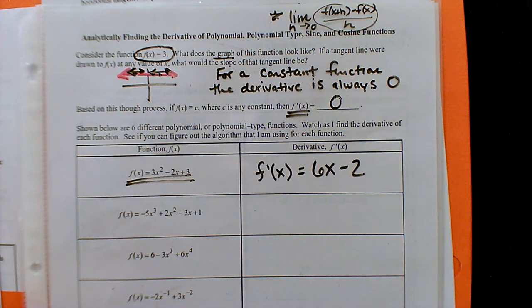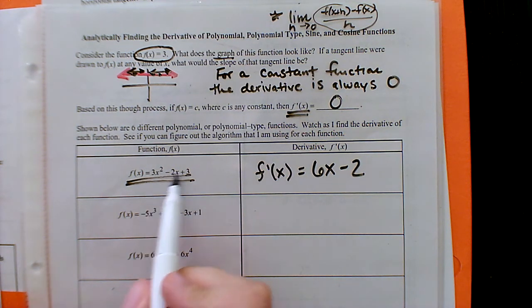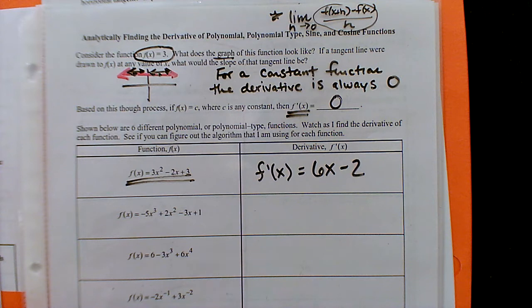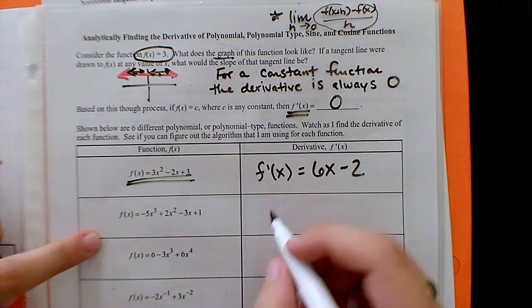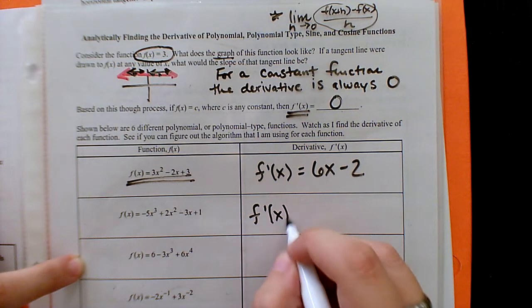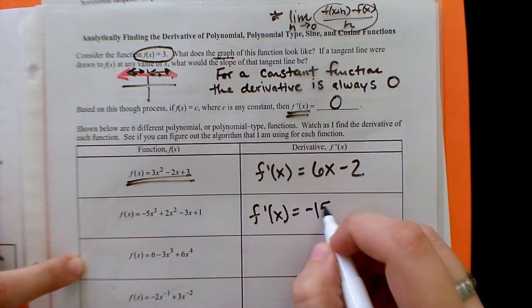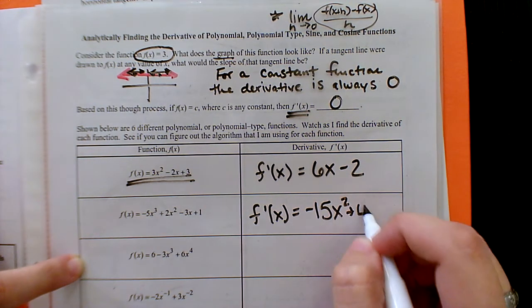If you could imagine substituting in x plus h for all those x's, subtracting the original function, dividing by h, expanding all those parentheses, canceling everything out in terms of like terms, canceling out all the h's that would go away, this is what you would have if you were to use that limit definition. If I were to use the limit definition on the next one, this is what the derivative would look like.